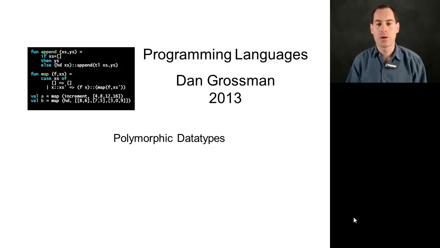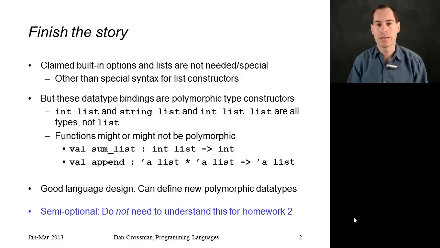Okay, in this section I want to talk about how you can define your own data types that are polymorphic. So the reason why I'm doing this is I've previously claimed that the options and lists in ML aren't particularly special, that they are themselves just data type bindings, and the only thing that's different is that lists have slightly special syntax, where we have the colon as a constructor in the middle and bracket for the empty list.